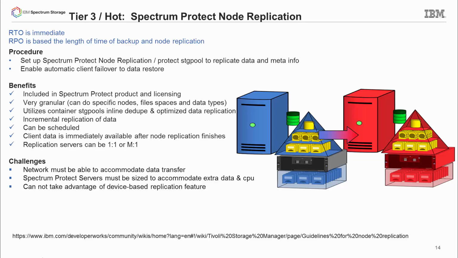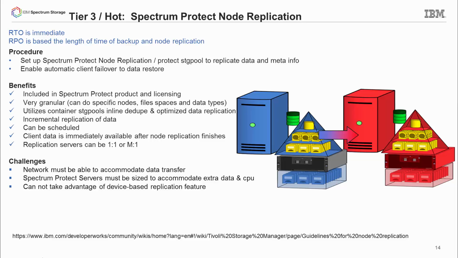Now, some of the challenges with Spectrum Protect node replication is you do have to have a network that can accommodate the data transfer. And both your primary and your target server do need to be sized to accommodate the extra data and CPU that's going to be generated when utilizing node replication. We still do honor the deduplication that occurs, for instance, in the container storage pools. So that'll be less information being sent across the network. It is, once again, incremental, so we're only replicating across the new data. It does not utilize any type of hardware replications. The recovery time objective is immediate.